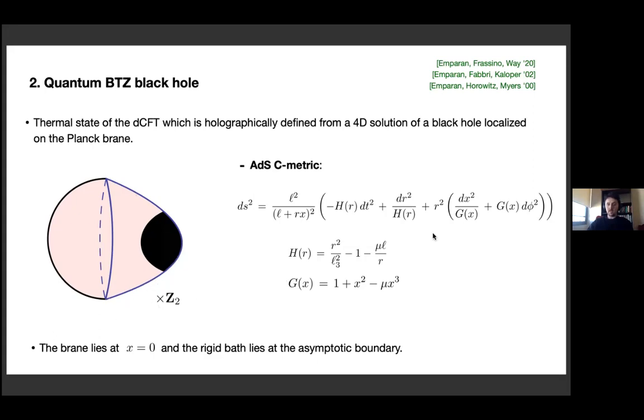So x is just a polar angle along the sphere. The metric on the sphere is not the round sphere. This metric is not spherically symmetric. But x equals 0 you can think of as the equator of the sphere, and it's precisely where the brane lies. The rigid boundary, on the other hand, lies at the rigid asymptotic boundary of this AdS4.